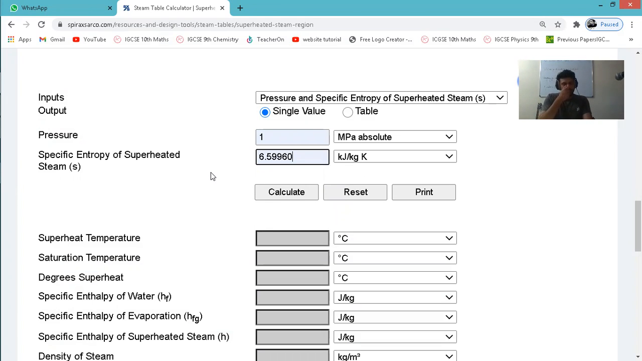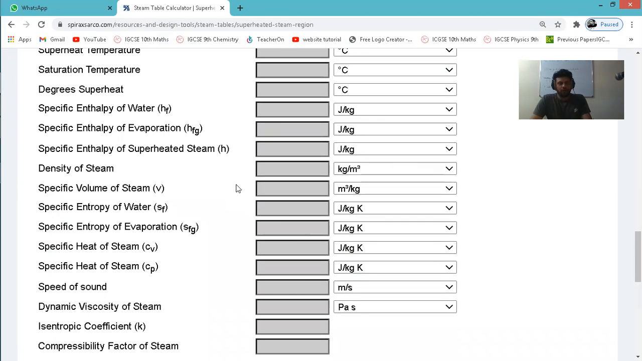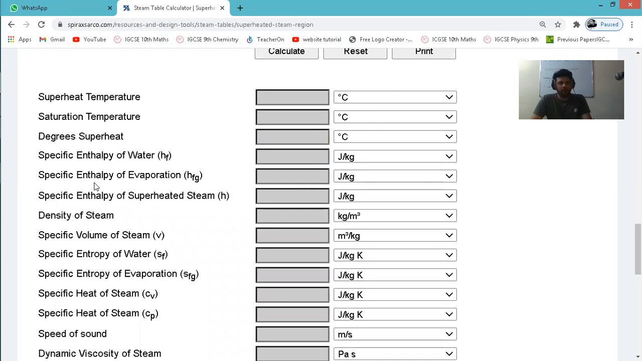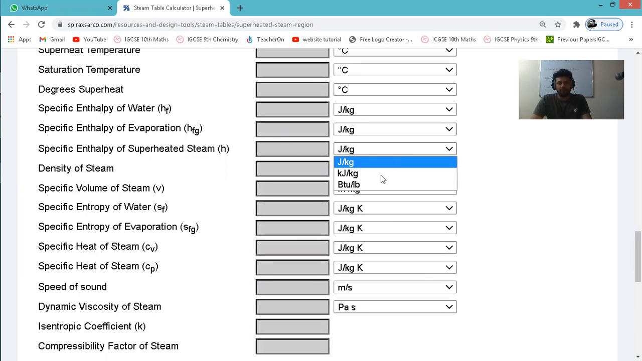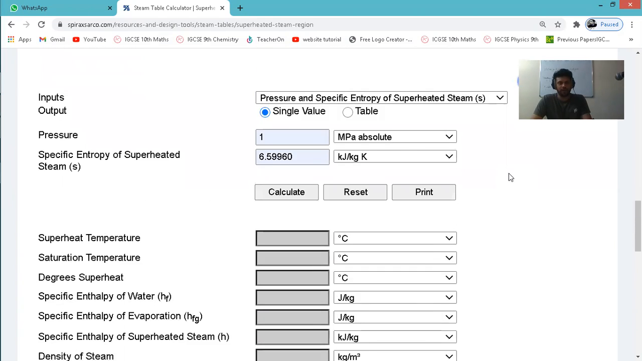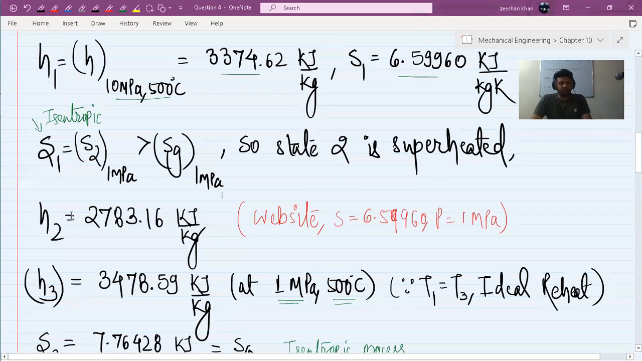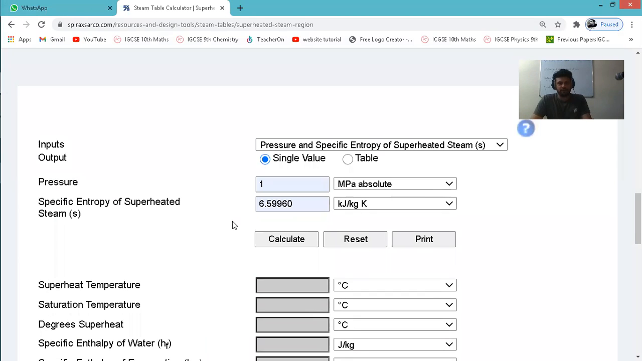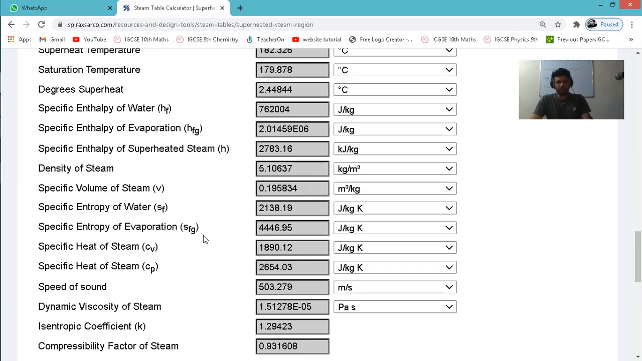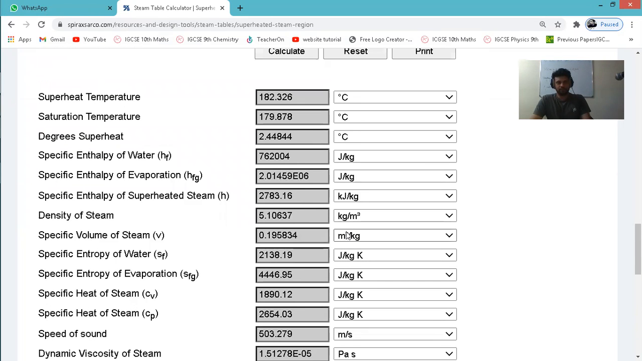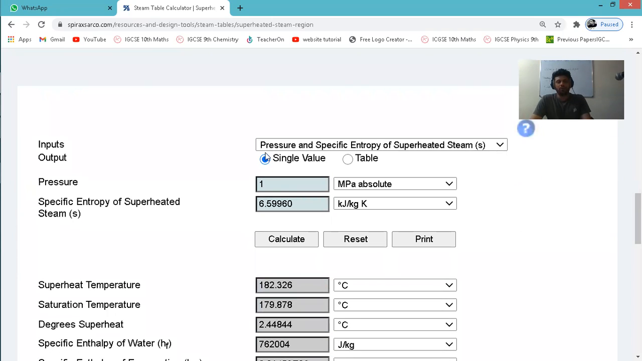Now we are going to change the units for the enthalpy of superheated steam. We are going to change this into kilojoule per kg, and press on calculate. This will give us the value which is 2783.16. This is what we are looking for. Let us see if it comes out to be 2783 point. So here it is, 2783.16. So this is how you calculate the specific enthalpy of superheated steam in case you are aware of the pressure and specific entropy of superheated steam.